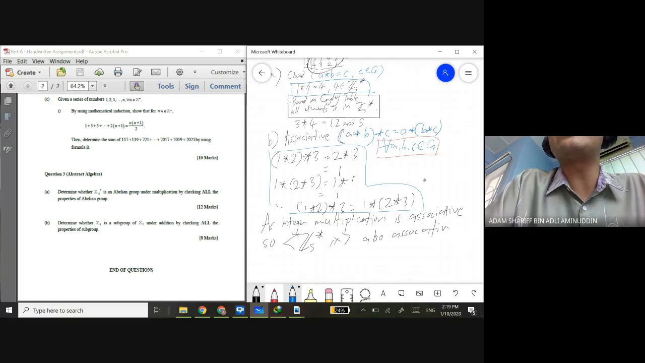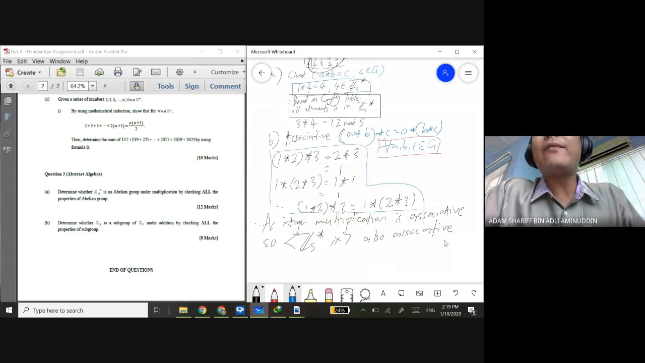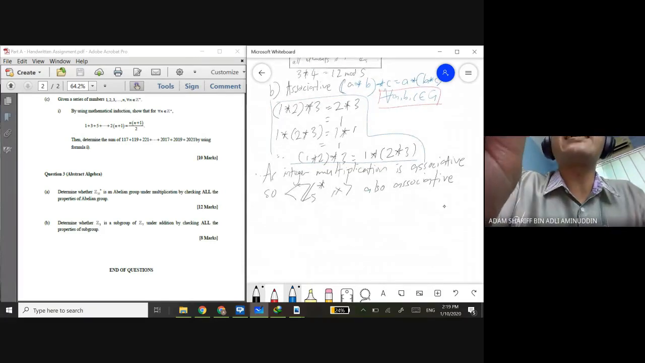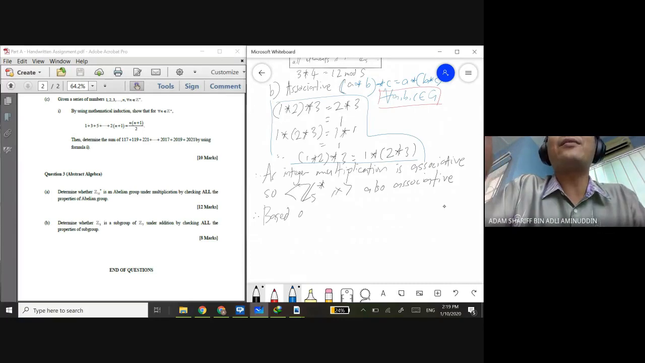Jawapan ni saya dengan Dr. Syam dah lama kata terima jawapan ni. You can also have an alternative answer like this. Based on properties of integer.